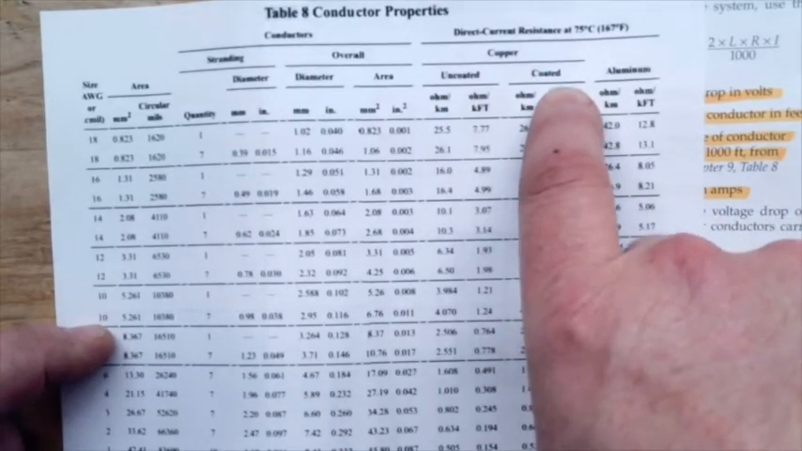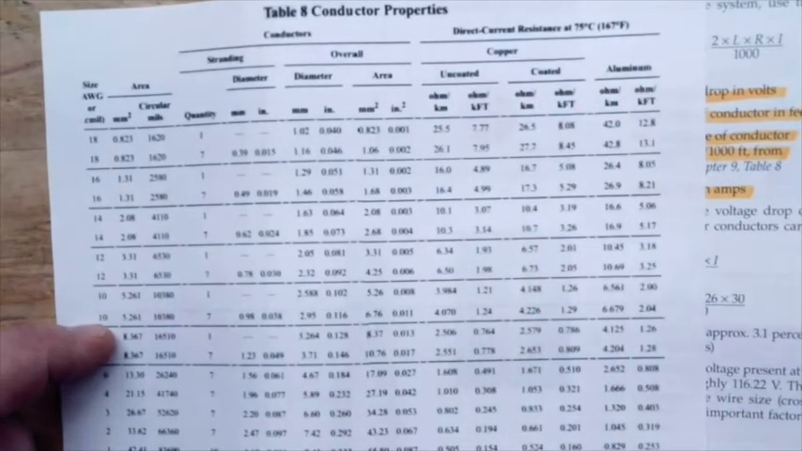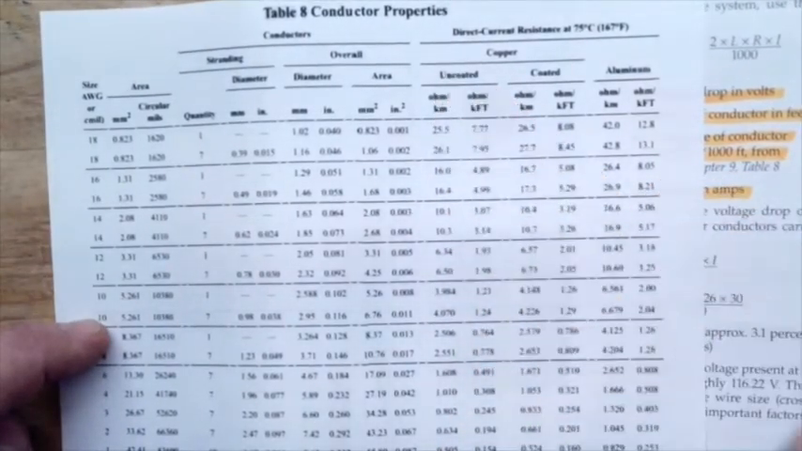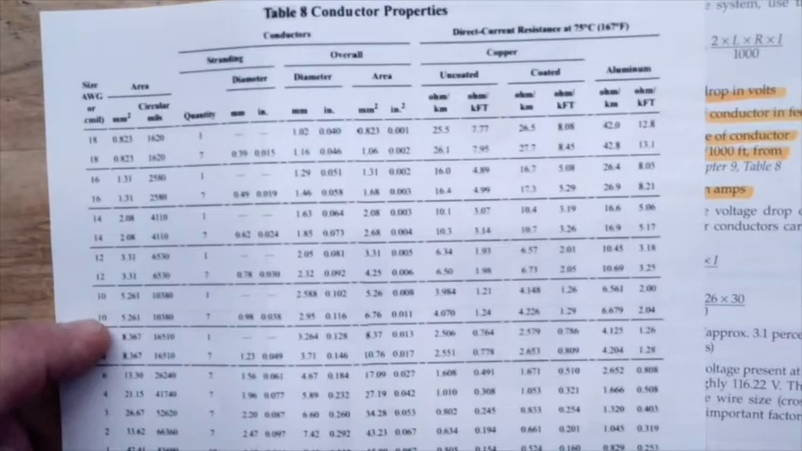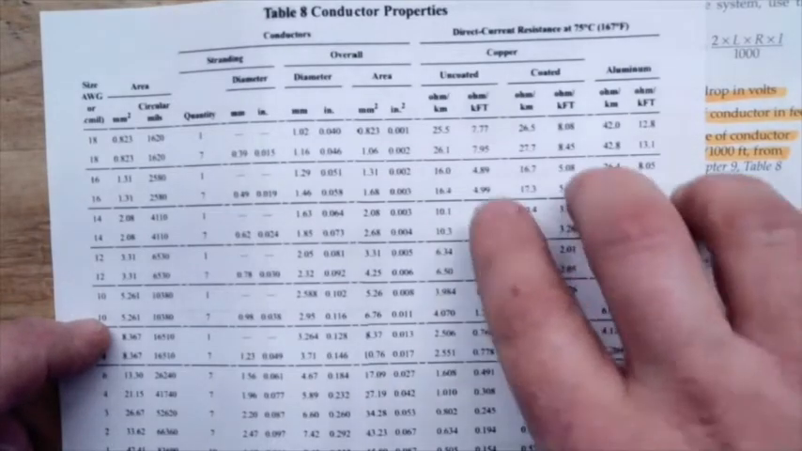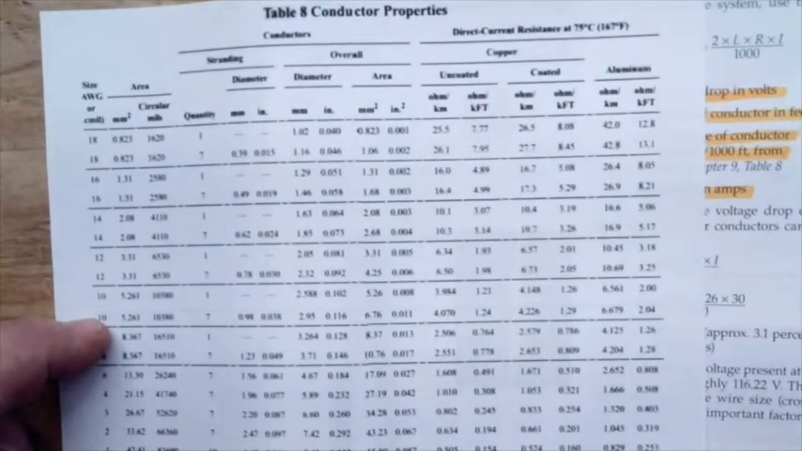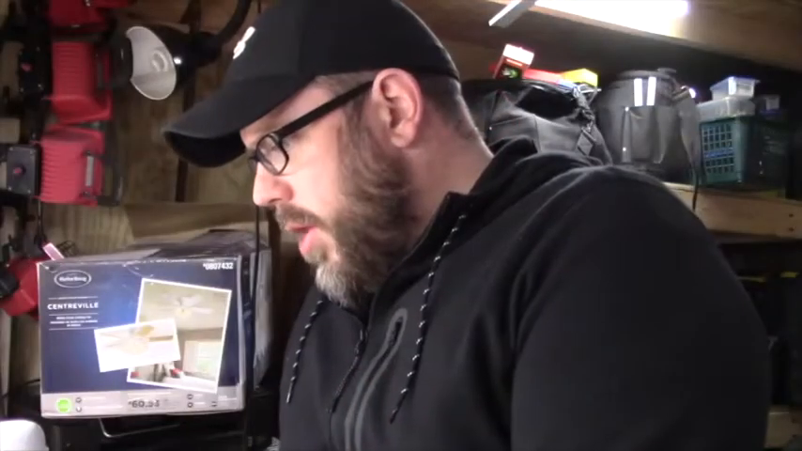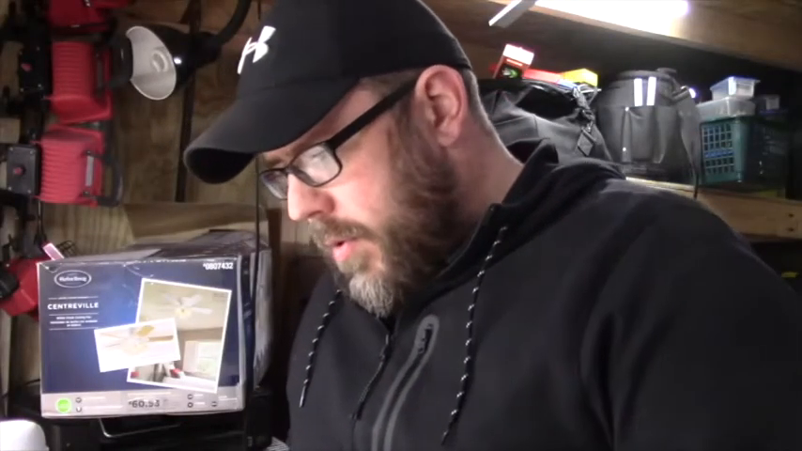I'll show you in the book in a minute in another chapter. Uncoated does not refer to insulation on the wire. Uncoated refers to stuff that's been added to the... well, you know what? Let's just go read it. Let me find it. If I go to Chapter 2.